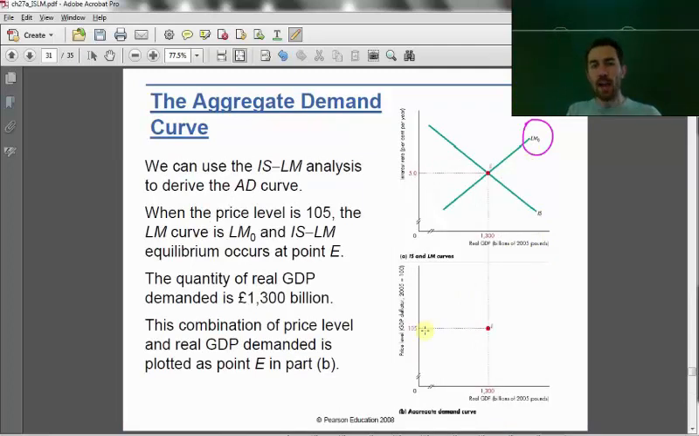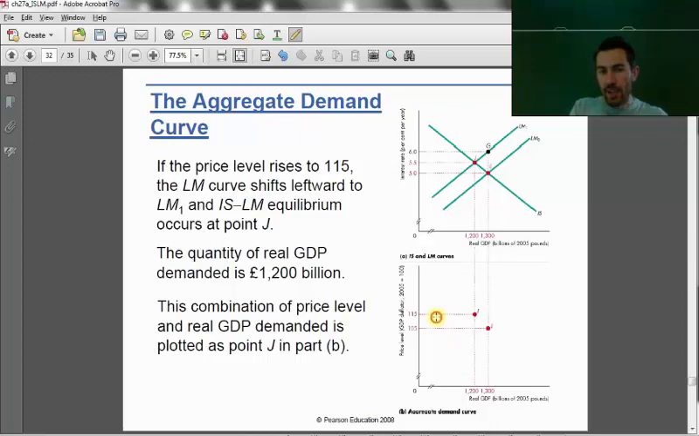If at some price level, an initial price level of 105, we have some LM curve. If I increase my price level, what happens to my LM curve? It shifts to the left. I increase my price level, my money supply shifts to the left. If money supply shifts to the left, the LM curve shifts to the left.